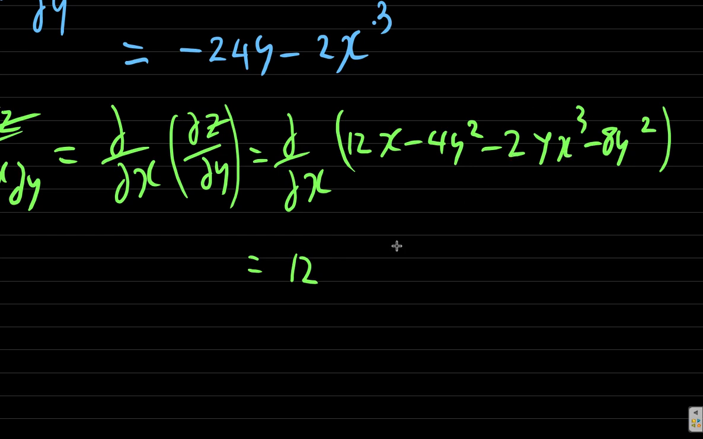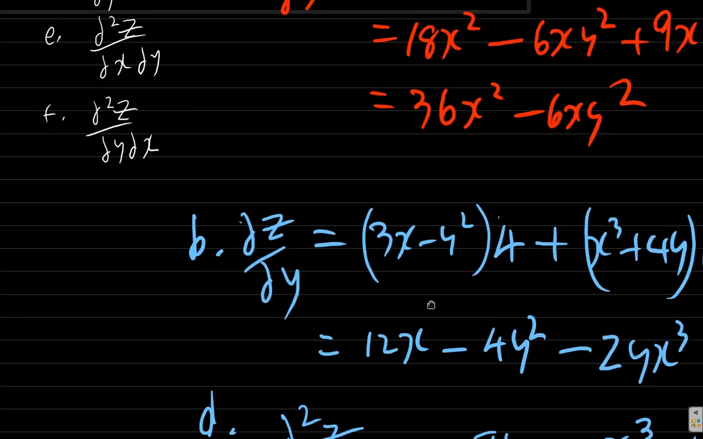It's going to be minus. Bring down the 3. 3 times 2 is 6, x squared y. Let's put it in alphabetical order. This will go to 0. So it's 12 minus 6x squared y. Alright.